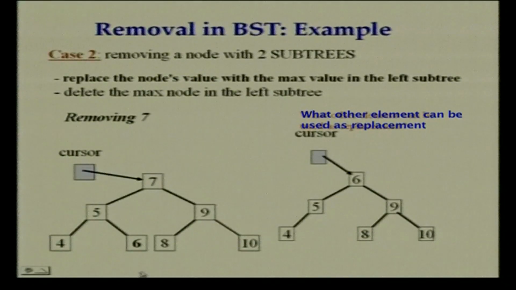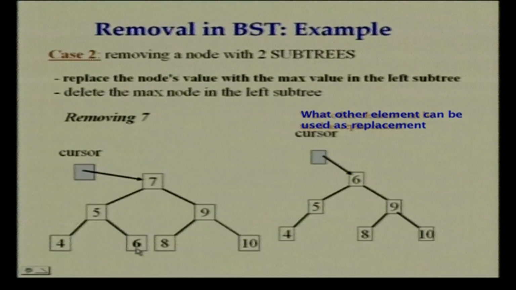So, what we have found here is that 6 is the in-order predecessor. Now, you have to replace 7 with 6. But for doing that, you have to delete 6. Now, for deleting 6, you have come back to case 1, where the node has no children.